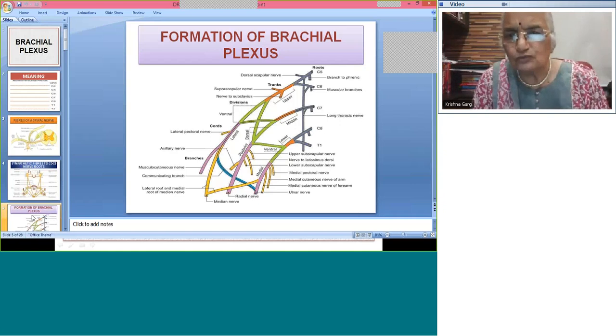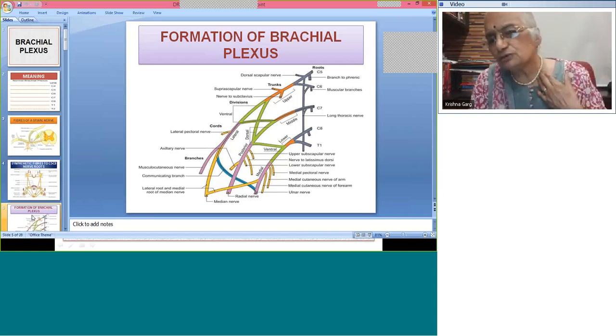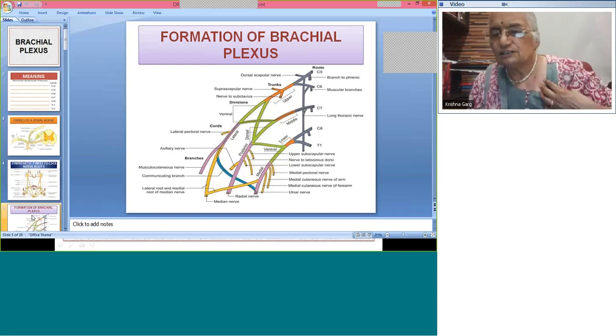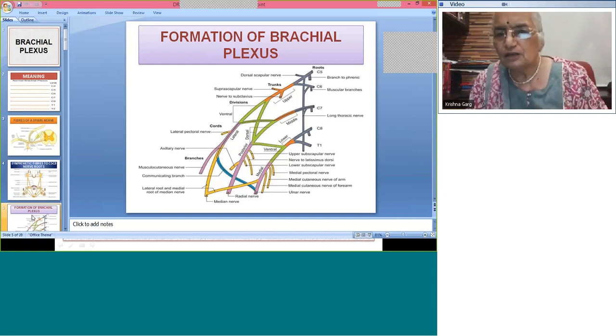This is the formation of roots, trunks, divisions, and cords. The roots and trunks lie in the supraclavicular part of the neck. The divisions lie behind the clavicle, the retroclavicular part, and the cords and branches are lying in the infraclavicular part and in the axilla. The branches are there from the roots and trunk.